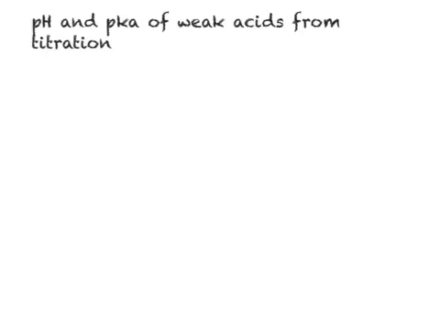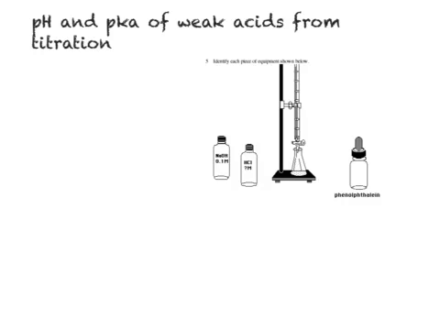Welcome to my video tutorial on pH and pK of weak acids from titration. In the last video tutorial, we looked at how we could work out pH from titrations. For example, what would the pH be if 26 centimetres cubed of 1 molar HCl was titrated with 25 centimetres cubed of 0.1 molar NaOH solution?